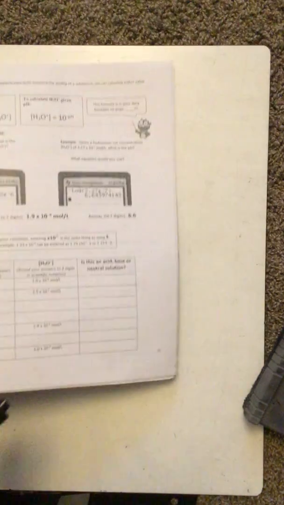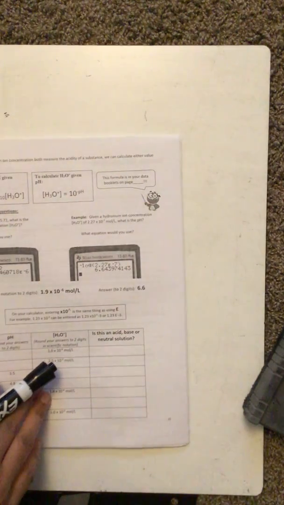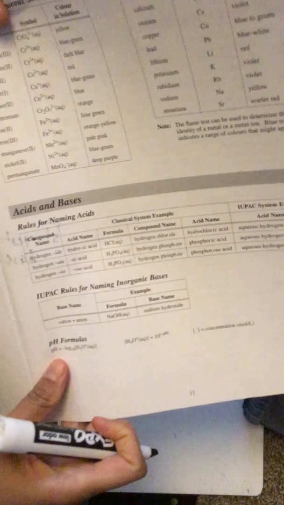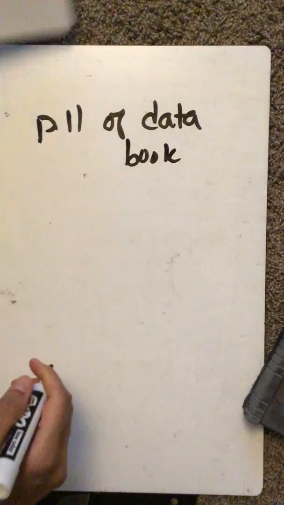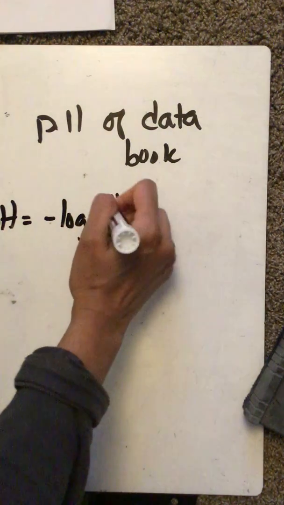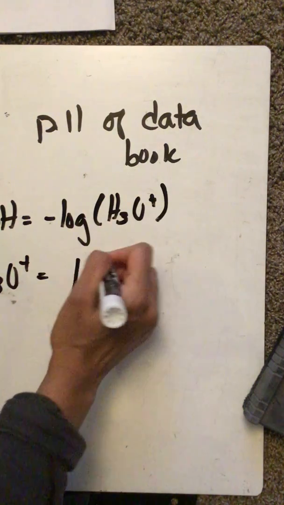So hopefully that made sense. And what we're going to do now is, this is really easy, on page 22, where you have to calculate pH. So there's two equations. You have to look at the bottom of page 11 of your data book. The formulas are over here. pH is equal to negative log of H3O positive, and H3O positive is equal to 10 to the negative pH.